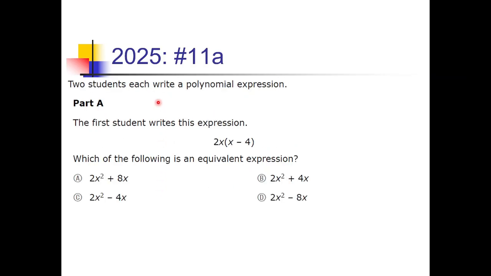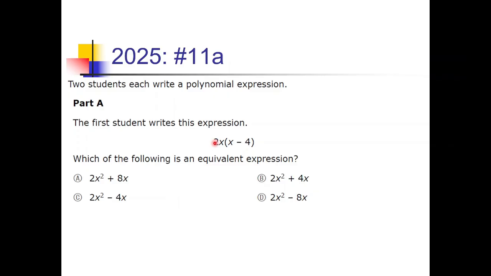On this problem, we're told that two students are each writing a polynomial expression. Student A wrote this expression here, 2x times x minus 4. They want to know which is equivalent to this expression. So all of these expressions in the answer choices, you'll notice none of them have parentheses. So it looks like we must have distributed this 2x to get rid of that parentheses.